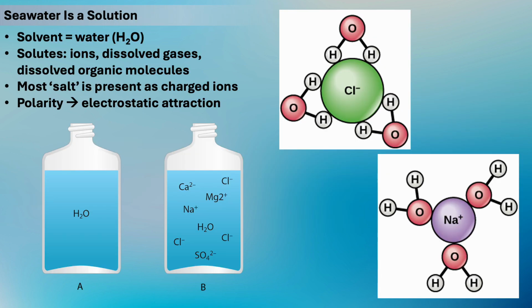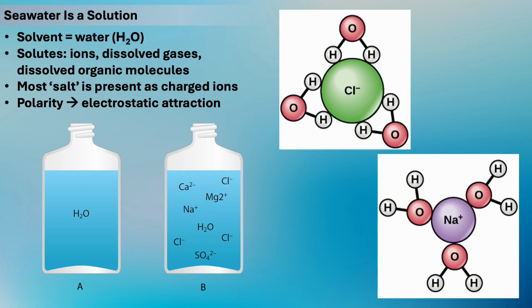Seawater is a solution, meaning it consists of a solvent and one or more solutes. In seawater, the solvent is water. The solutes include dissolved ions like sodium and chloride, dissolved gases like oxygen and carbon dioxide, and many other dissolved compounds. Importantly, these substances do not exist as dry salt floating around in the water. Once dissolved, salts separate into ions.